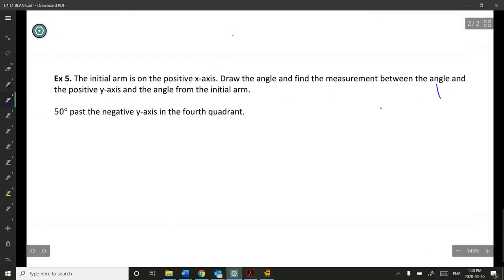The other thing that I just want to talk about is like finding angles within the quadrants. So some questions that you'll see in your worksheet for today talk about like finding certain angles between certain arms. So in this one, it says the initial arm is on the positive x-axis. Draw the angle below and find the measurement between the angle and the positive y-axis and the angle from the initial arm. So this is asking us to draw 50 degrees past the negative y-axis in the fourth quadrant.